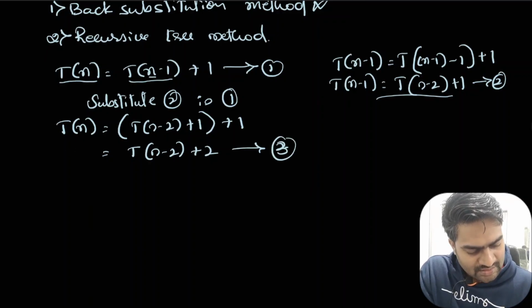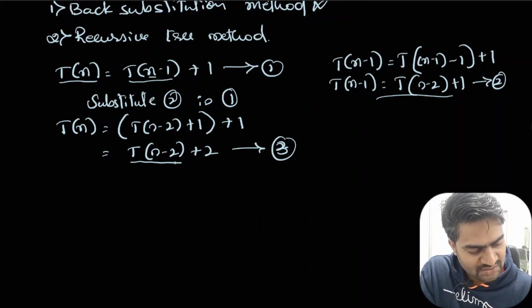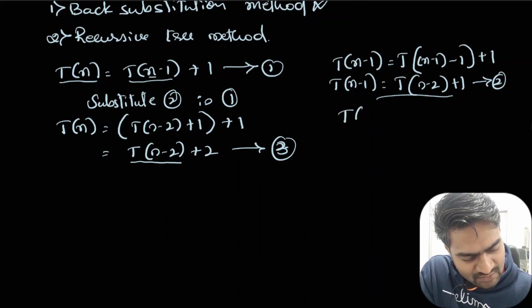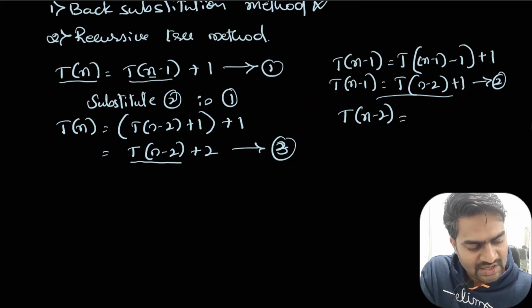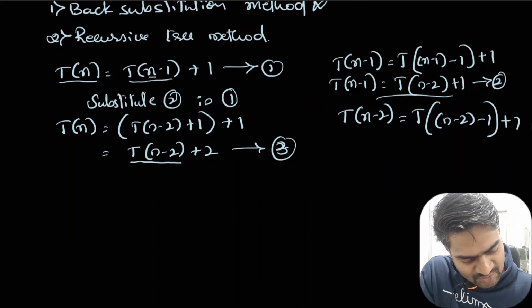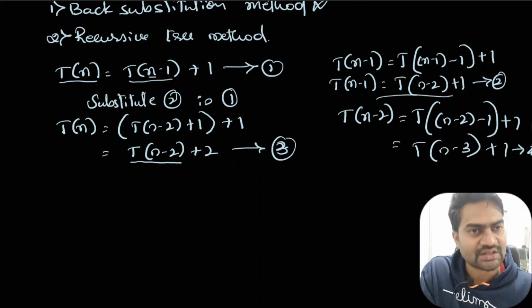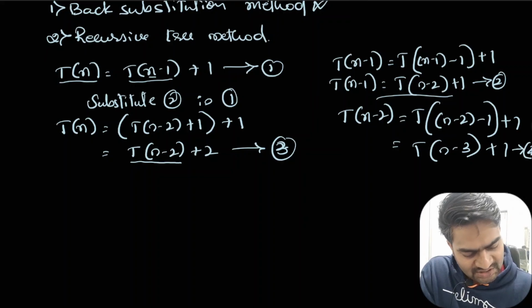Now again, to calculate T of n, we need the value of Tn minus 2. So we don't know what is Tn minus 2. Again, we will try to figure out the value of T of n minus 2. Then it becomes T of n minus 2 minus 1 plus 1. So I am replacing the value of n with n minus 2 in this first equation. So this becomes T of n minus 3 plus 1. This is my fourth equation.